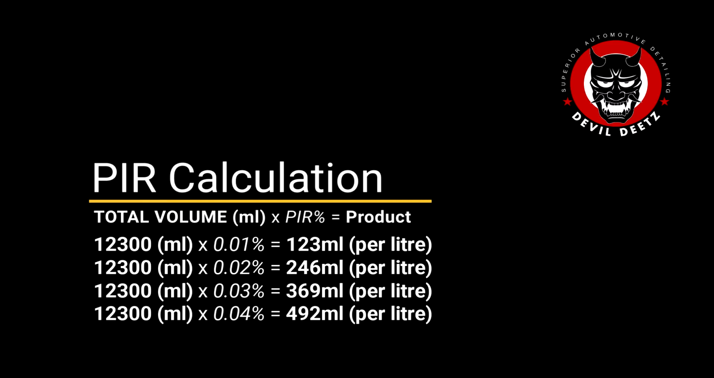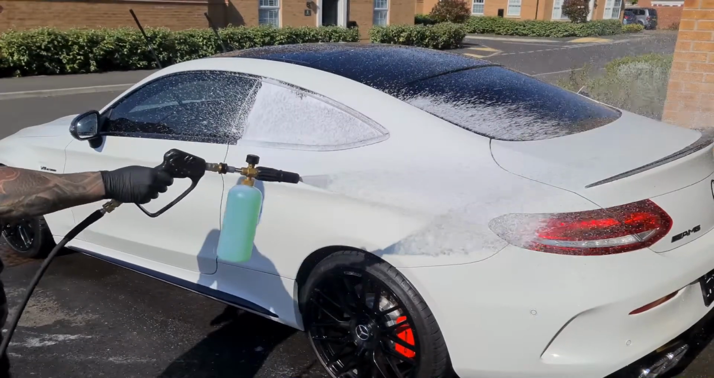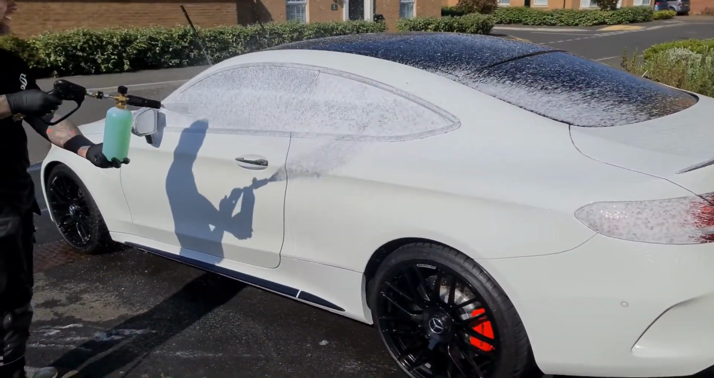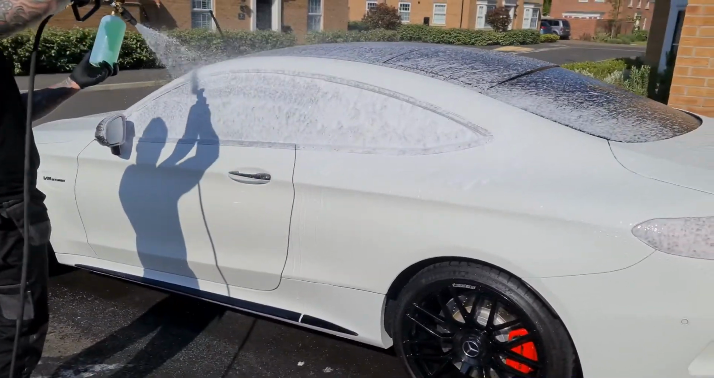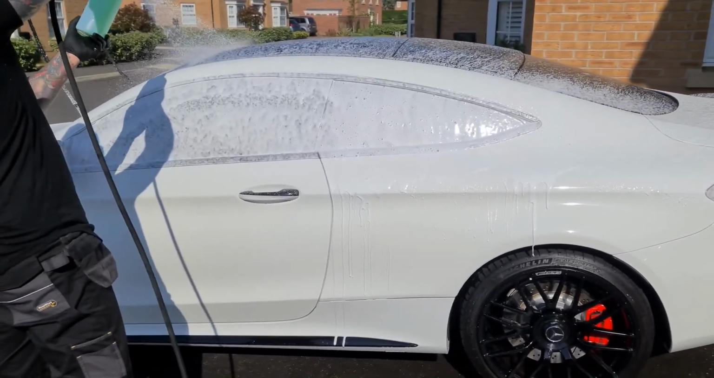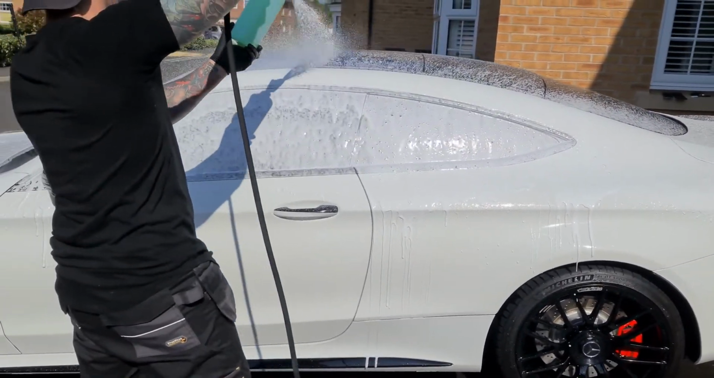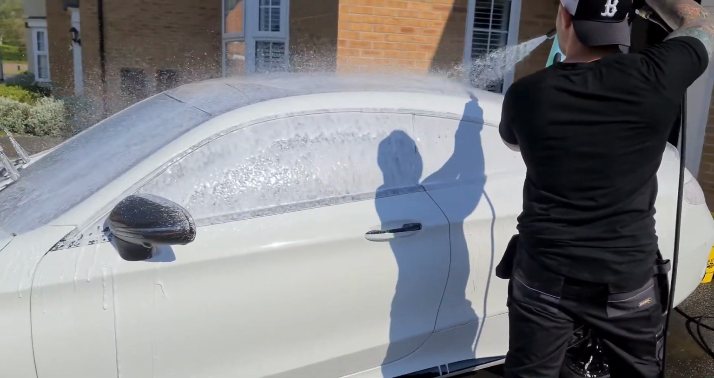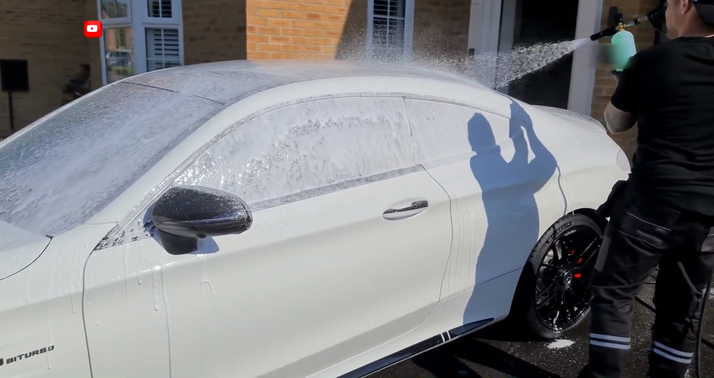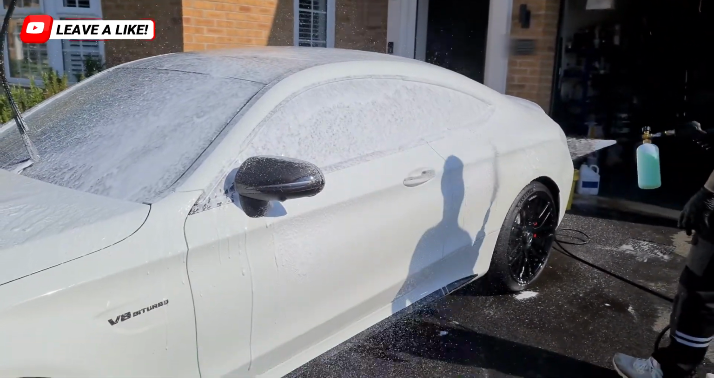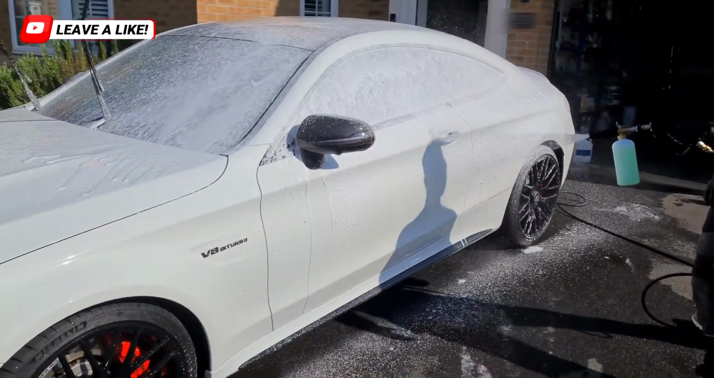Calculating PIR is really as simple as that. The hardest part is calculating the total volume, but once you have this, using your product's recommended PIR percentage, it should be easy to calculate all your PIR variations to suit whatever situation you're in while detailing a vehicle. And making a note of all these variations means you can switch on the fly depending on how dirty or clean the vehicle is that you're detailing.